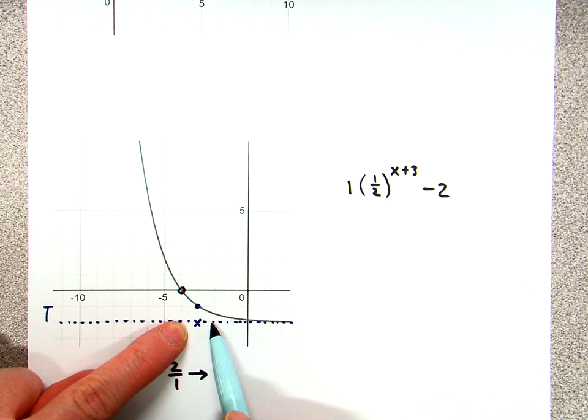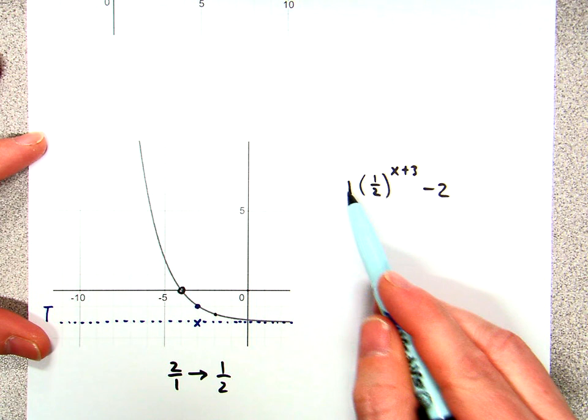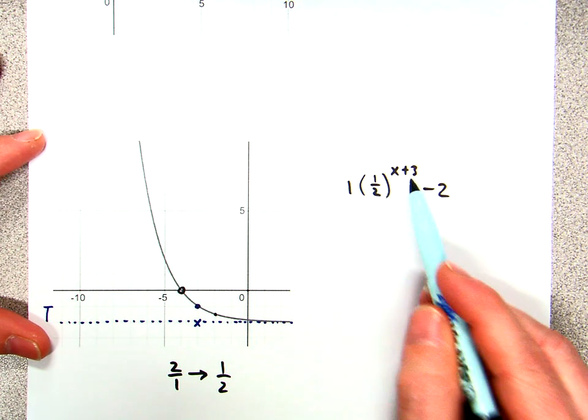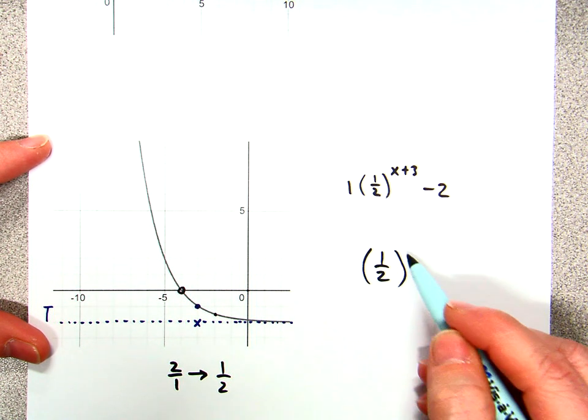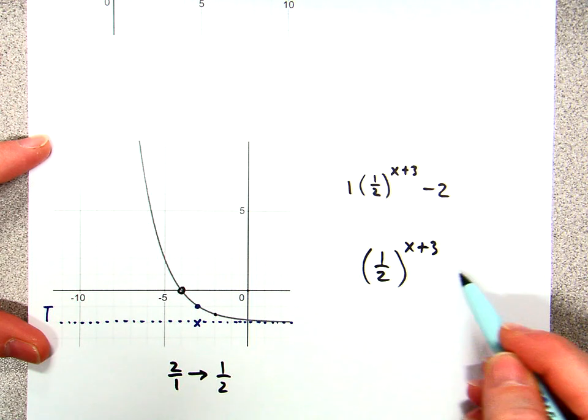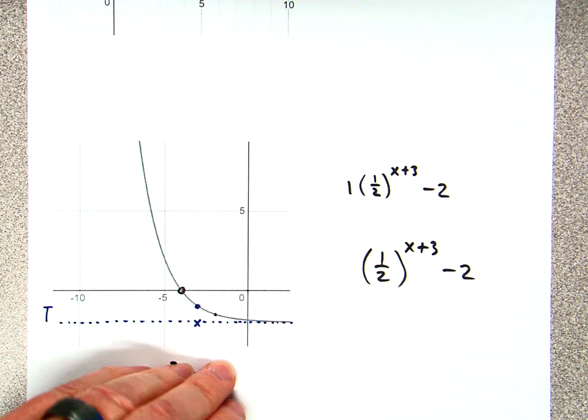We knew that if we went out here, 1 times a half is a half, so that does look like a half. Okay, I don't really need the 1. I do need the parentheses to make sure that this whole thing is an exponent to the fraction. So I'm going to leave that, and I can just say x plus 3 minus 2. There we go. All right, let's try one more.